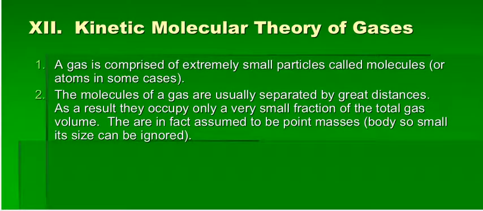Kinetic molecular theory forms the basis of our study on gases. And the kinetic molecular theory has 6 points. Number 1, a gas is comprised of extremely small particles called molecules, or in some cases atoms if you're looking at a noble gas. The molecules are usually separated by great distances, and they occupy only a small fraction of the total gas volume.